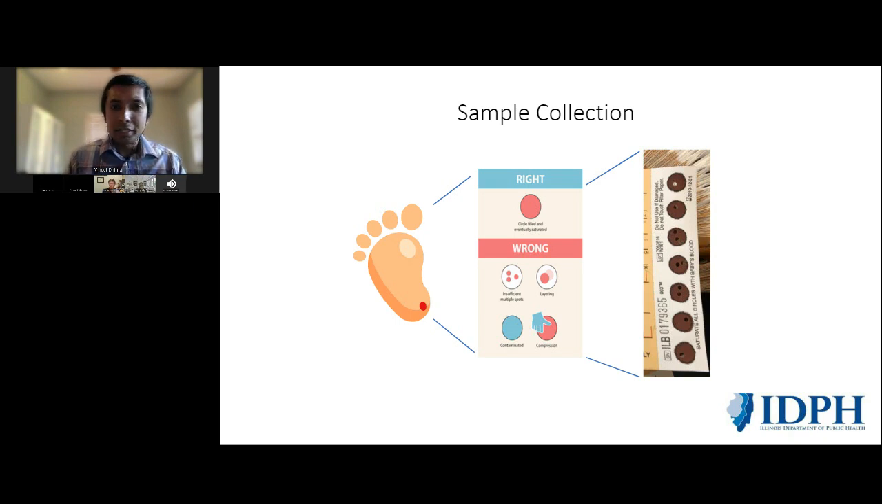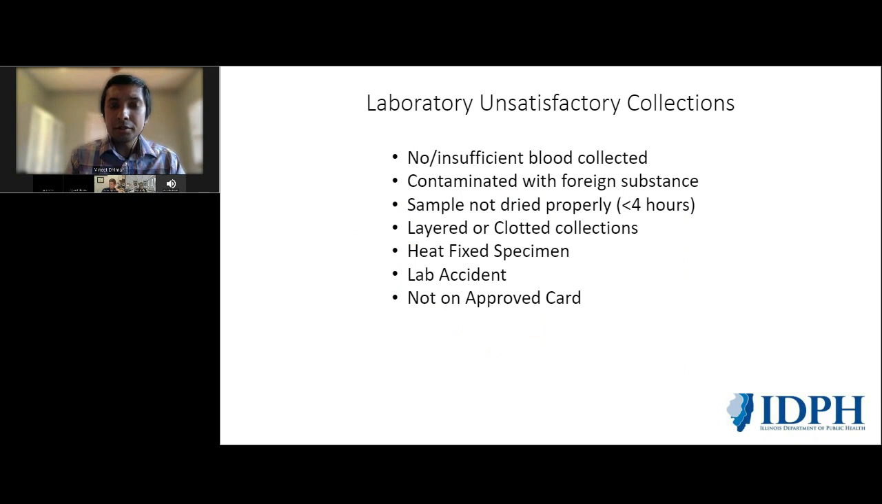Right. So as I alluded to a little bit earlier, there are times where there will be unsatisfactory collections. These include, but are not limited to, no or insufficient blood collected, contamination with foreign substance, the sample not being dried properly, usually about 4 hours after spotting the blood on the card, layered or clotted collections, the specimen being heat fixed, a laboratory accident, or it's even not on the approved card. So typically, if we do have an unsatisfactory collection or unsatisfactory card, we will go back and contact the provider to request another submission from that specific baby.